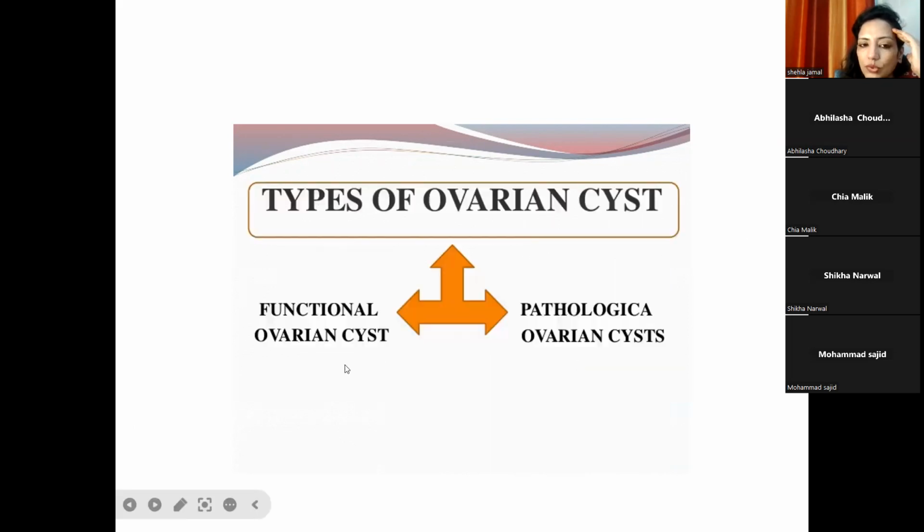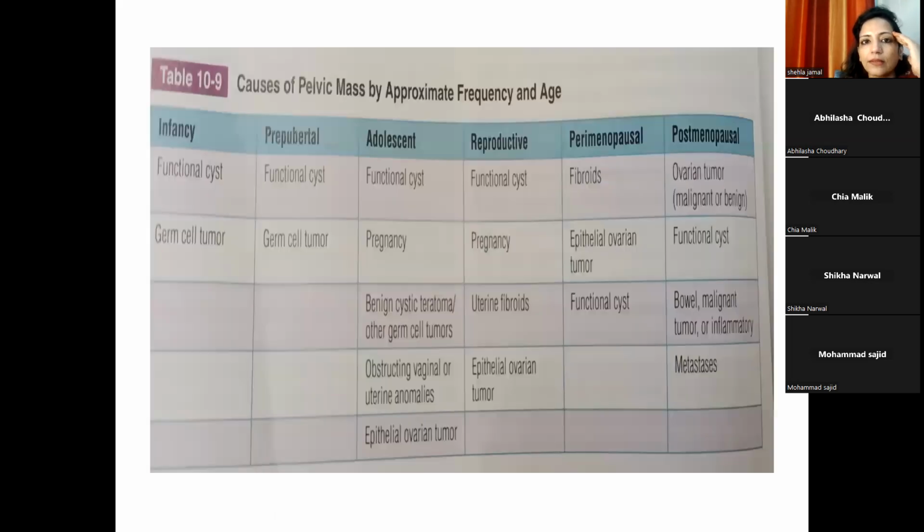Types of ovarian cyst are two. One is functional, the other is pathological. When we look at the causes of pelvic mass by approximate frequency and age, from infancy to prepubertal, adolescent, reproductive, perimenopausal, and postmenopausal age, we see that functional ovarian cysts are the commonest until the reproductive age group. After that, fibroids, and in postmenopausal females, ovarian tumors occur more frequently.